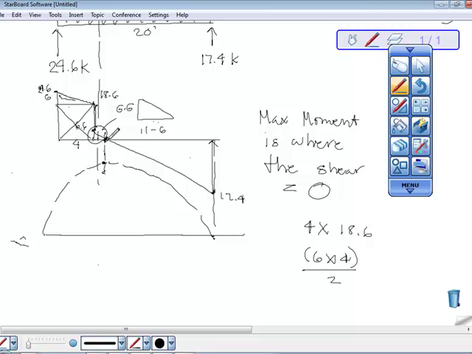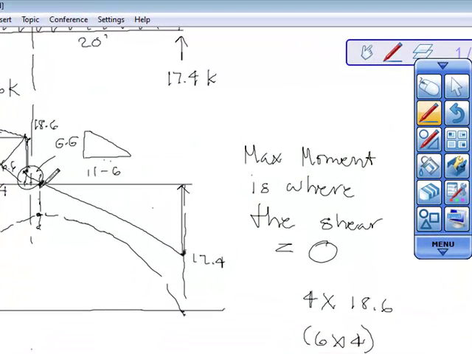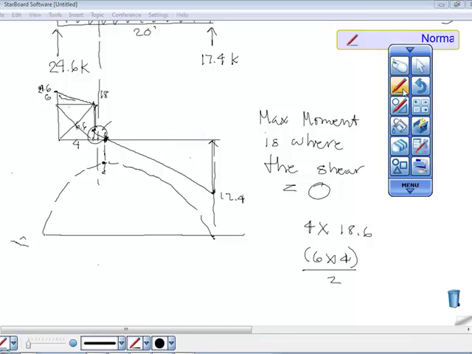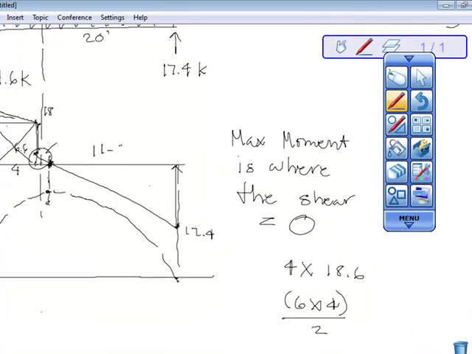Not sure how I did that. I'm sorry. Probably would have been better to do this other side. So I think that's what I did. So we know that this is 11 foot 6, and we know that this is 17.4.